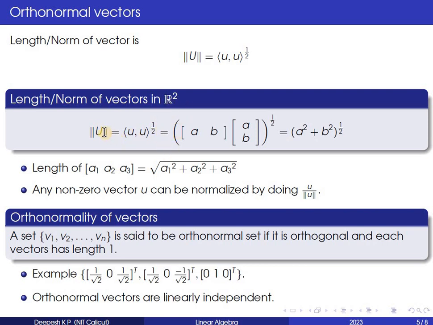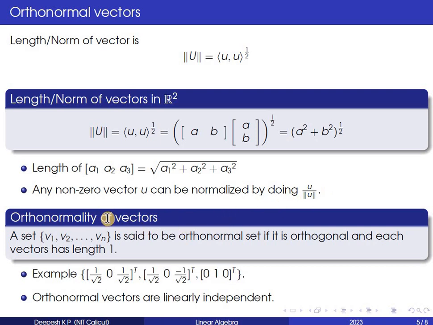For example, in R2 you can see that the inner product of the vector u with u will give you a square plus b square, and its root will give you the length of the vector (a, b). And if you go to three-dimensional geometry, you can see that the length of (a1, a2, a3) is the root of a1 square plus a2 square plus a3 square, which is nothing but the inner product of (a1, a2, a3) with itself. As in the case of three-dimensional vectors, a vector can be normalized or made into a unit vector by taking the product of that vector with 1 by the length of the vector. So the length of this is going to be 1.